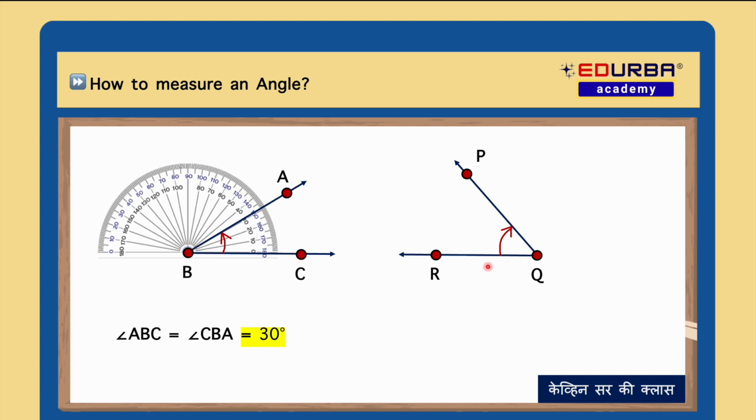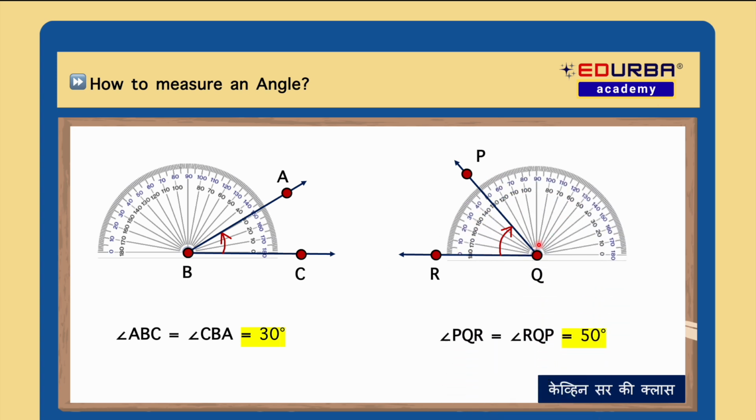In the second case, we have angle PQR. In this, arm QP is opening in clockwise direction. That means my 0 has to come to the left side. So now again I have to place the protractor where the arm QR is perfectly matching the horizontal line on the protractor, and vertex Q is perfectly matching at the center of the protractor.